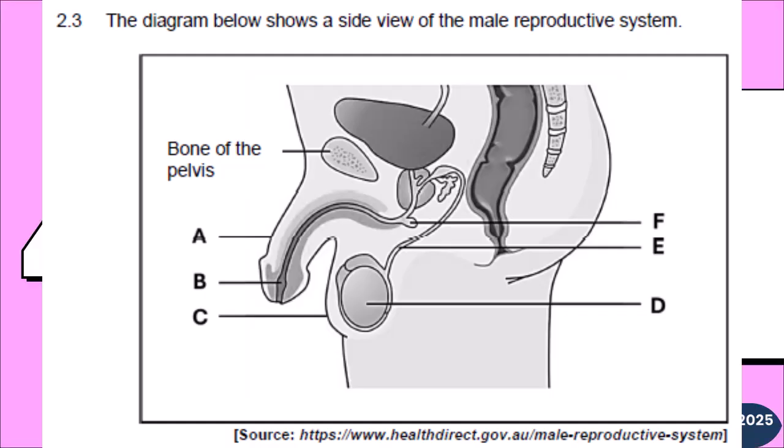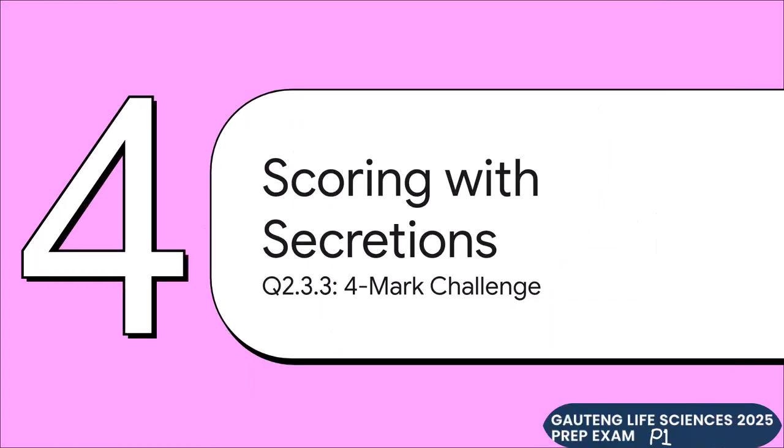Okay, deep breaths. This is the big one. Question 2.3.3 is worth a whopping 4 marks. This is where you can really pull ahead, but you have got to be smart about how you answer. It's not just about listing facts, it's about giving the examiner exactly what they're looking for.